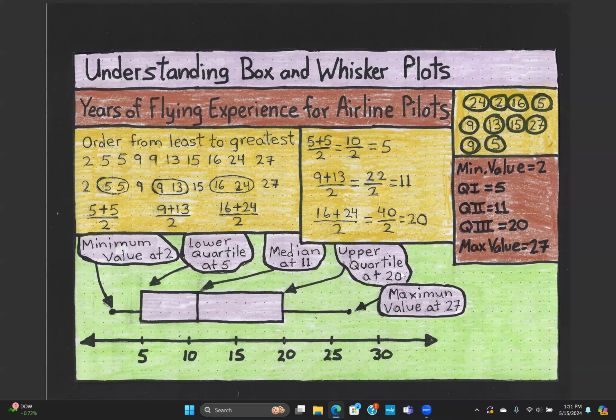And then at the upper end, we have 20 right here, and the maximum number is 27. Notice how this whisker is a little bit longer, indicating that in this particular group of pilots, 27 was the highest one, and it's a bit of an anomaly, a bit of an outlier in this case. So box and whisker plots help us read better the data that is given to us.